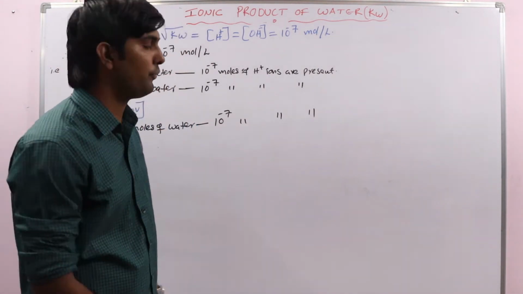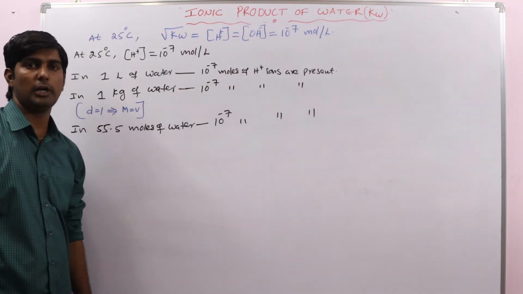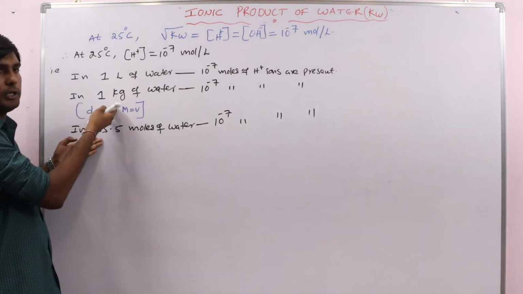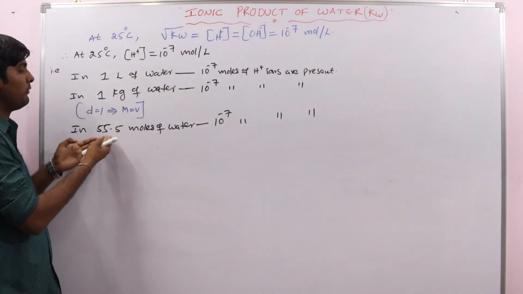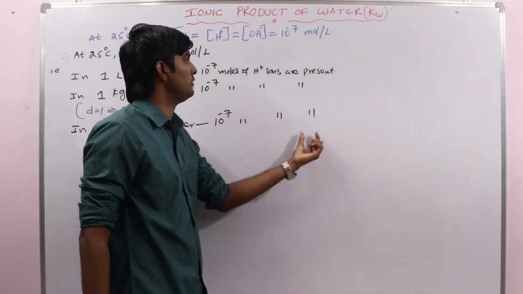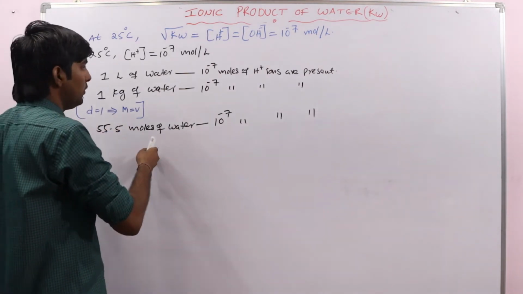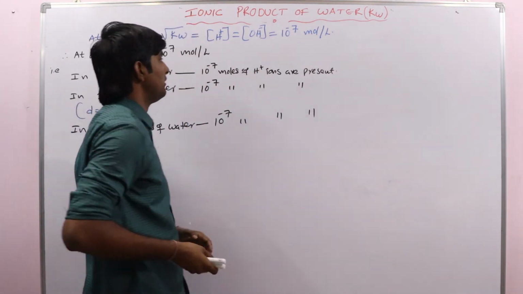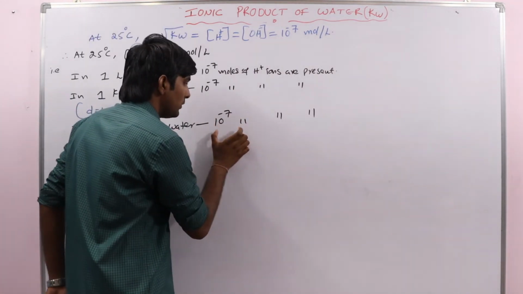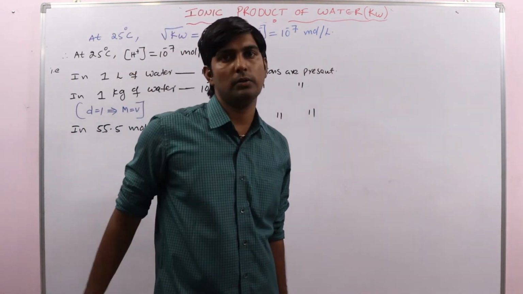In 1 liter of water, 55.5 moles of water molecules are present. 1 liter is nothing but 1 kilogram. Out of these 55.5 moles, just 10 power minus 7 moles of H plus ions are present. Already we discussed that the number of H plus ions formed equals the number of H2O molecules dissociated.